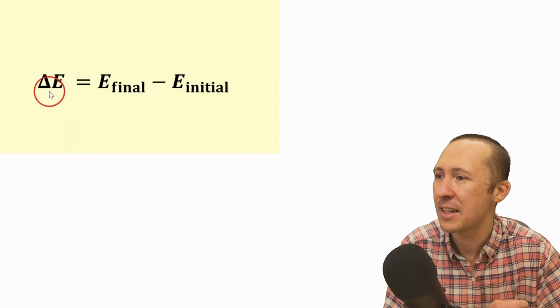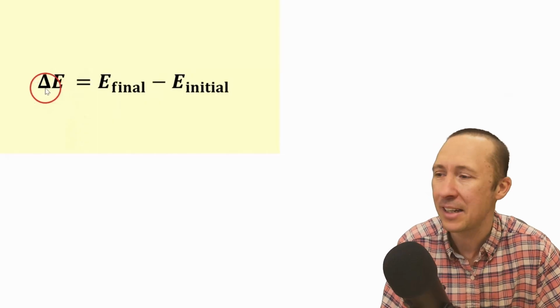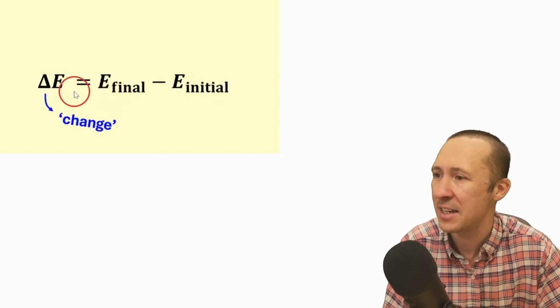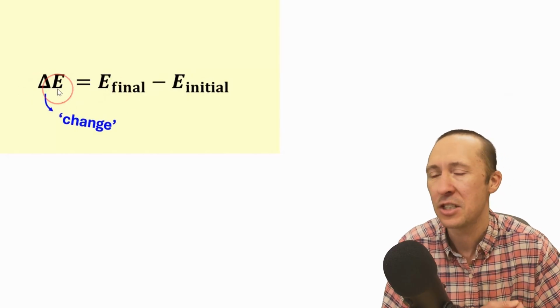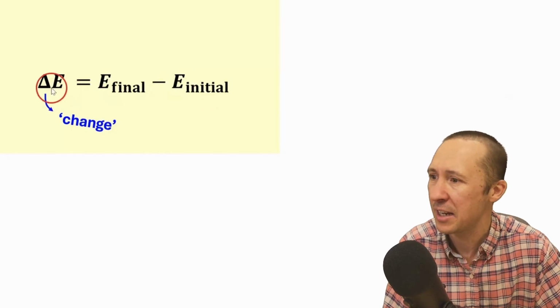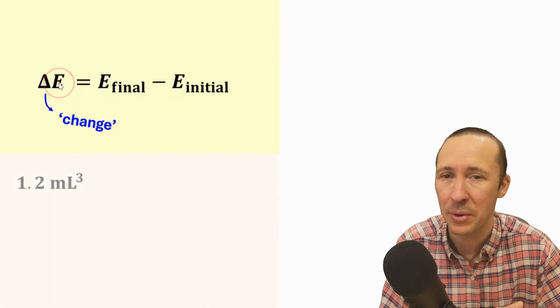This triangle is a capital delta. It's a Greek letter delta. It means change, and change is the final minus the initial. So delta E means the change in energy, which is the final energy minus the initial energy. And it could be the change in anything of what we want.